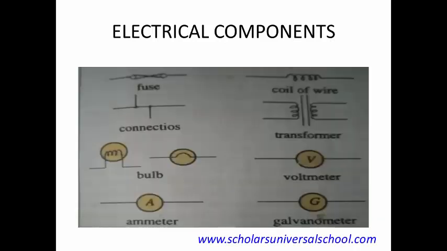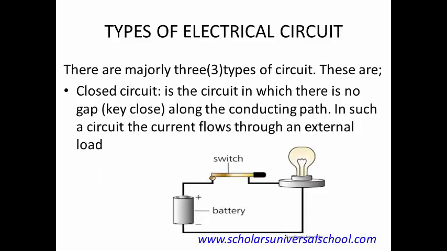Now, these are more examples of electrical components. Now, we have the voltmeter, the galvanometer, which we said is used to measure very small amount of current, the ammeter, the bulb, we have the fuse, which is used to make or break a circuit. Now, hence we'll be talking about types of electrical circuits that we can have.